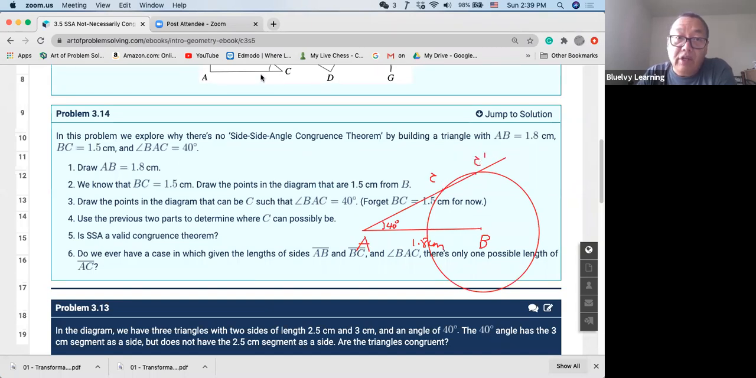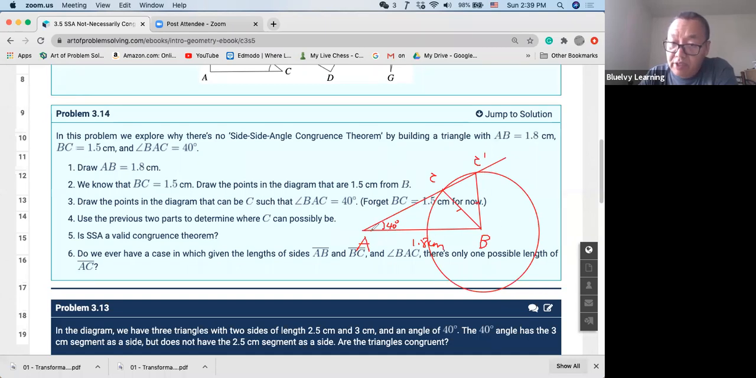So then we can get these two intersection points, C and C prime. Because BC equals BC prime, right? Because this is the radius of this circle. So by this way, we get two triangles: one is ABC, another is ABC prime.